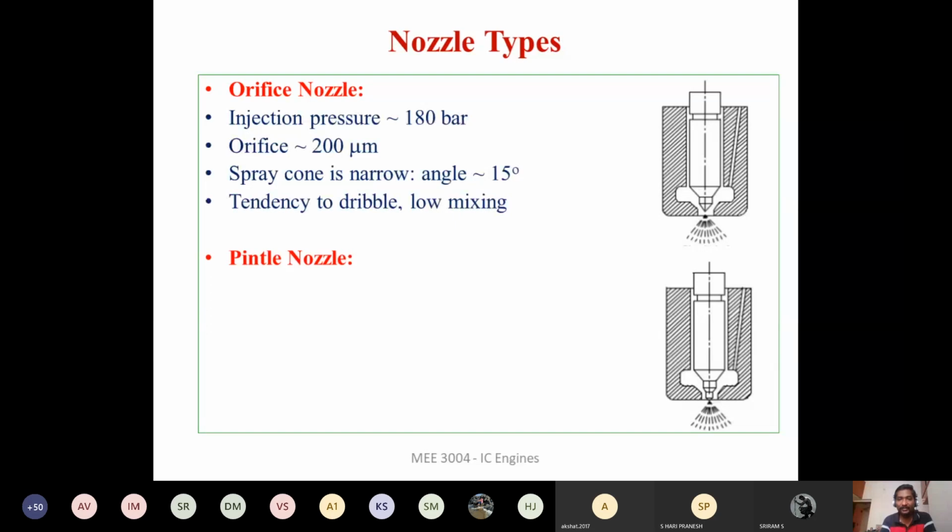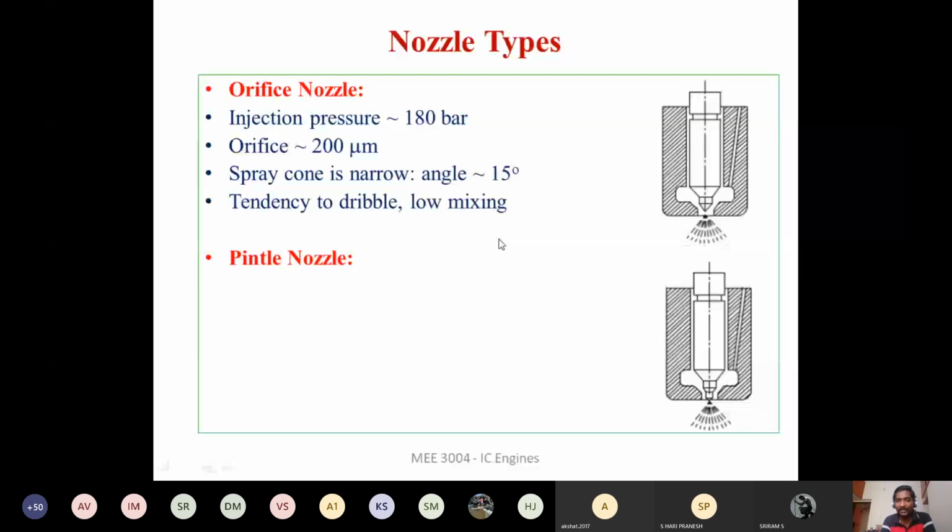So in the case of an orifice nozzle, the injection pressure is something around 180 bar, the orifice diameter is 200 microns, and the spray cone is very narrow. Only a 15 degree spray cone angle is there for a nozzle provided with an orifice, and there is a possibility of dribble: even when the valve closes, the fuel present in the sac will start to dribble. Okay, that can be avoided if you go for a pintle nozzle.